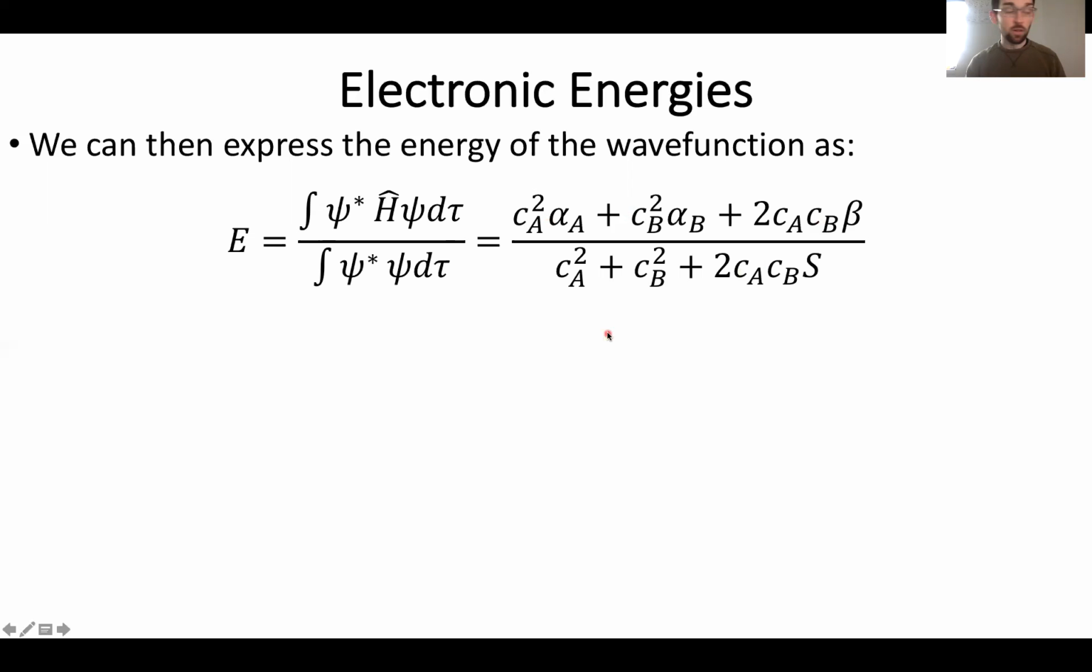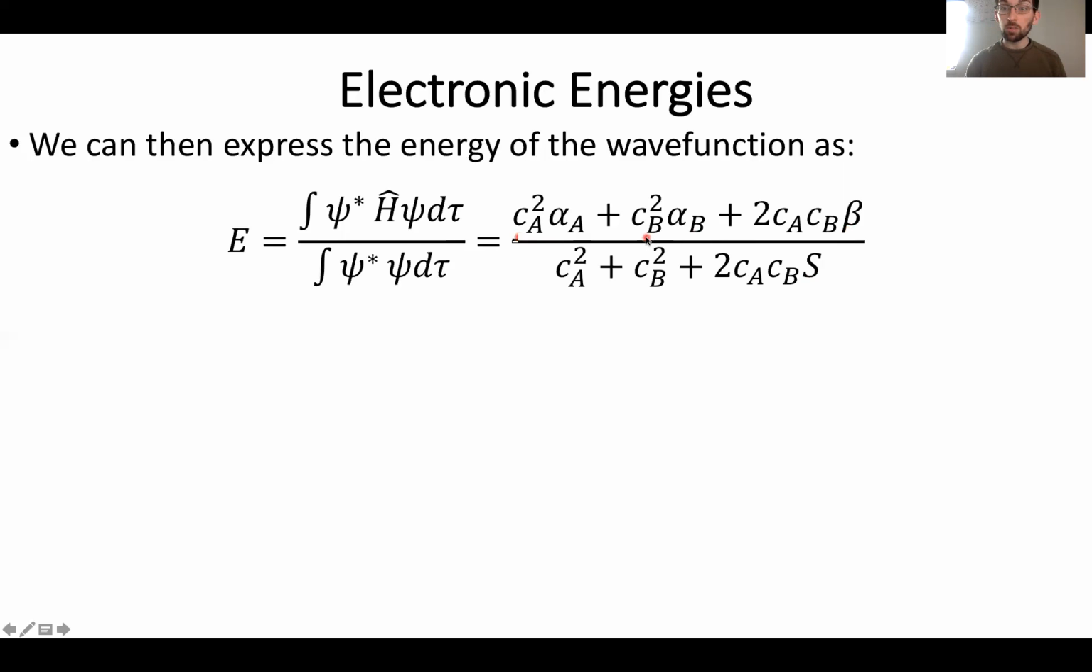So if I want to determine the true energy of my system, the approach I'm going to want to take is using the variational principle and saying, well, let's look at how many variables I have to move. So S is really going to depend on the overlap of the system. That's going to be mostly determined by geometries. Same thing with beta. The alphas are intrinsic to the orbitals themselves. So my only variables are going to be the coefficient of A and the coefficient of B.